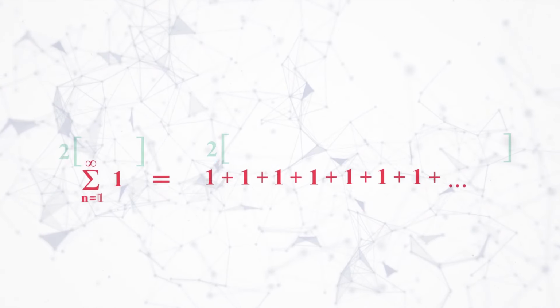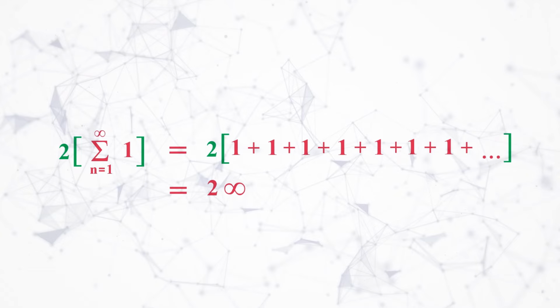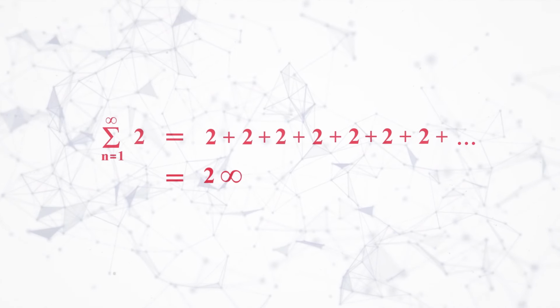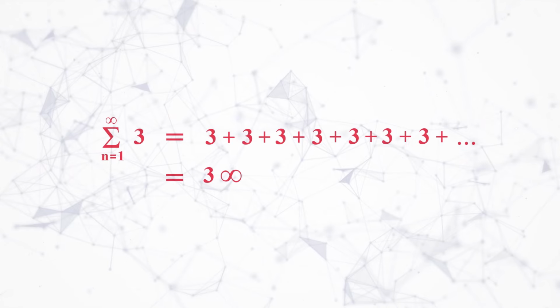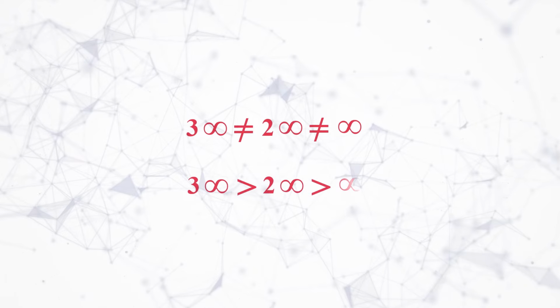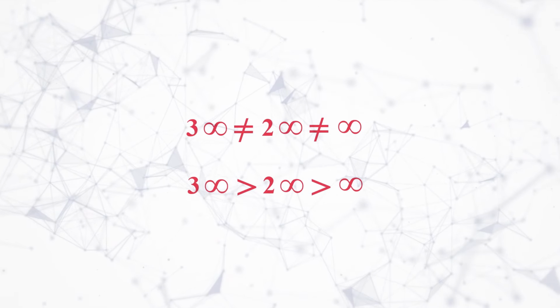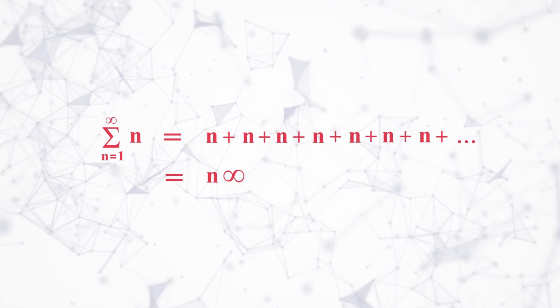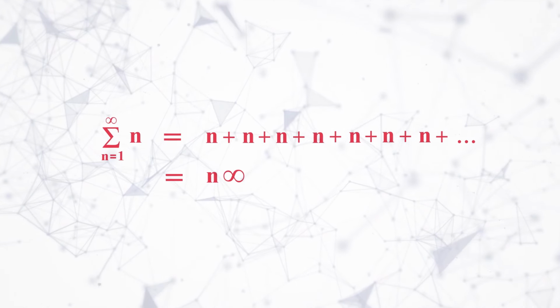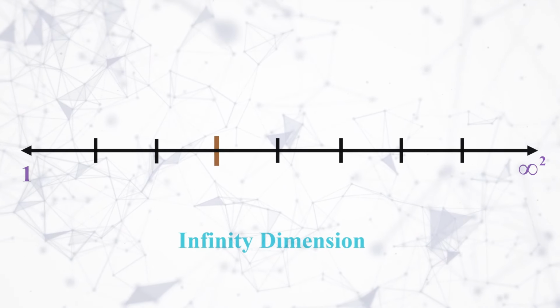And 2 infinity will simply be 2 times infinity, which can be expressed as this. Similarly for 3 infinity. And note that 3 infinity is not equal to 2 infinity or infinity. 0 and infinity also follow the same logic mentioned in point 2. Similarly, n infinity is expressed as n being repeatedly added forever. So this also has its unique set of numbers, creating a new number line named infinity dimension.